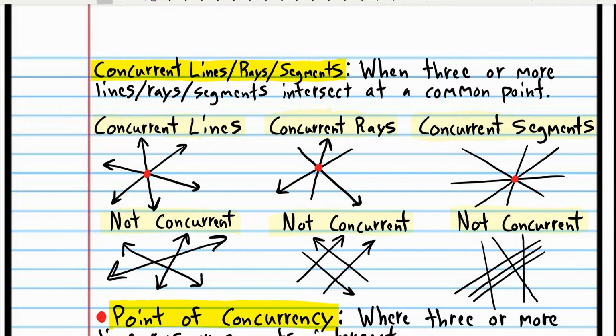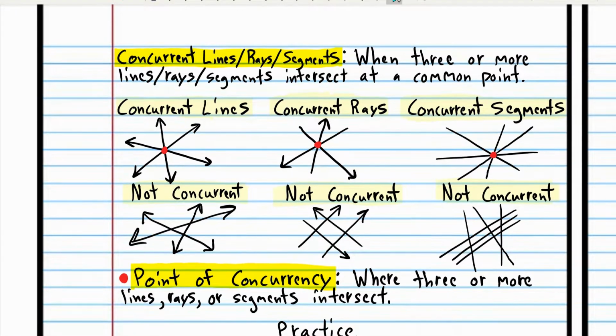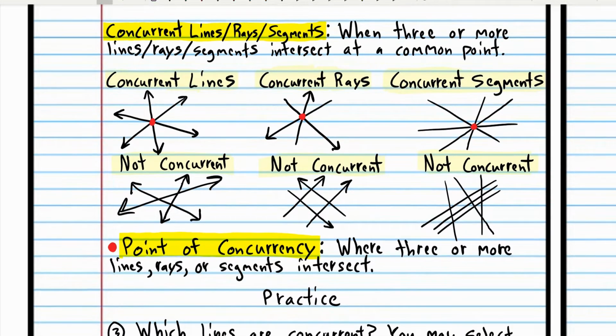Lines are concurrent when there are 3 or more of them that intersect at a common point. So these are concurrent lines because there's 3 of them. You can't have concurrent lines if there's only 1 or 2 of them. You have to have at least 3. These are concurrent because they all meet at the same point, this red dot here. These are concurrent rays because they all meet at the same point, this dot here. These are concurrent segments. These are not concurrent because they don't meet at the same point, and these are not concurrent, and so on and so forth. The point where they meet is called the point of concurrency.